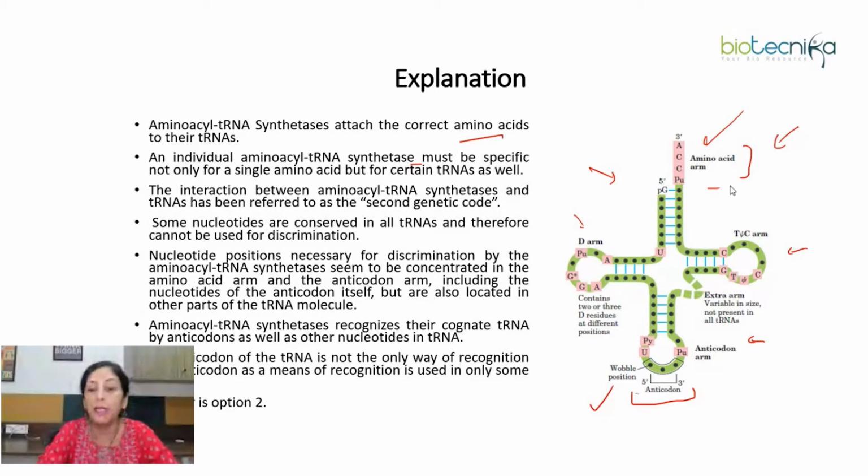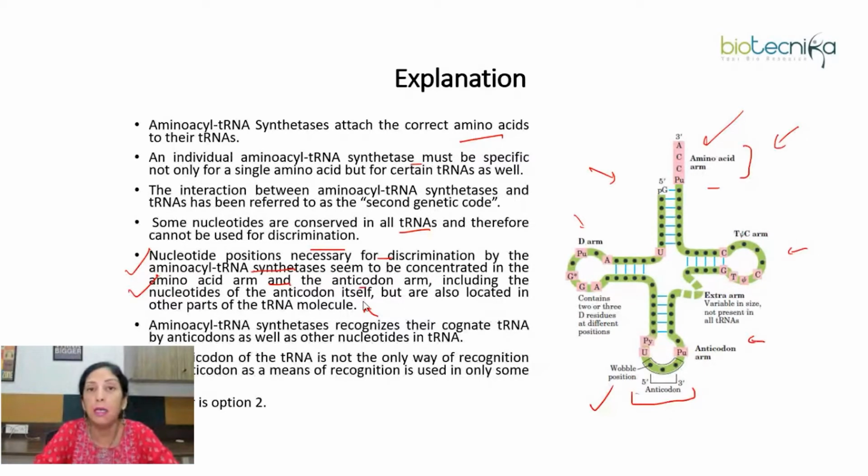So it's not that only the nucleotides present in the anticodon arm are responsible for the attachment of the right amino acid to the tRNA, because some nucleotides are conserved in all tRNA and therefore cannot be used for discrimination. Nucleotide positions necessary for discrimination by aminoacyl tRNA synthetases seem to be concentrated in the amino acid arm and the anticodon arm, including the nucleotides of the anticodon itself, but they are also located in other parts of the tRNA molecule. Let me give you one example.